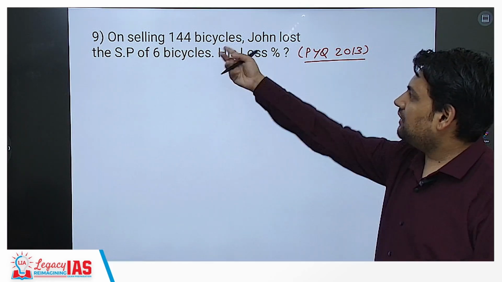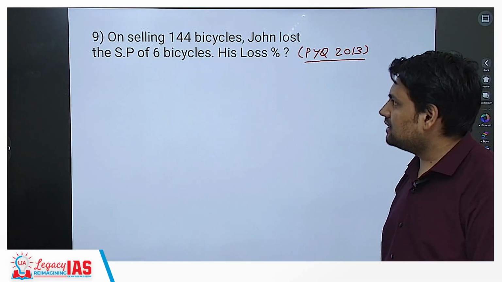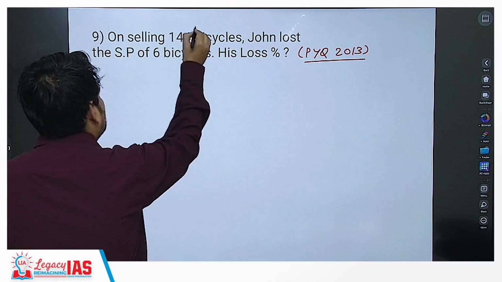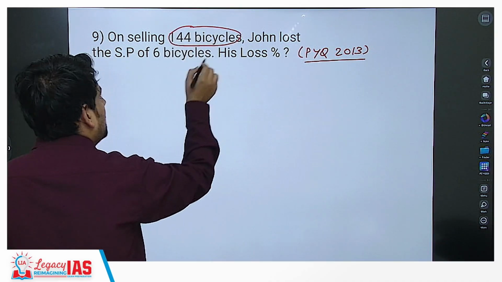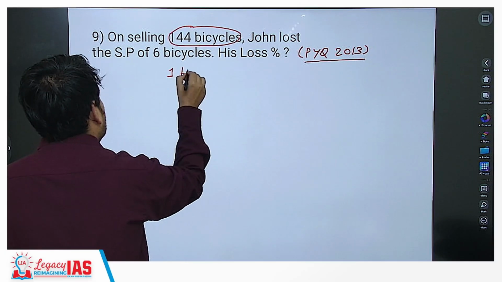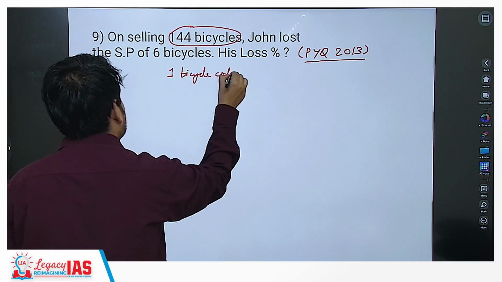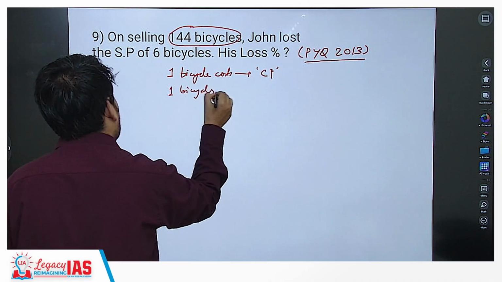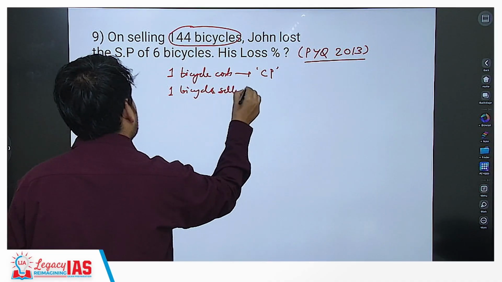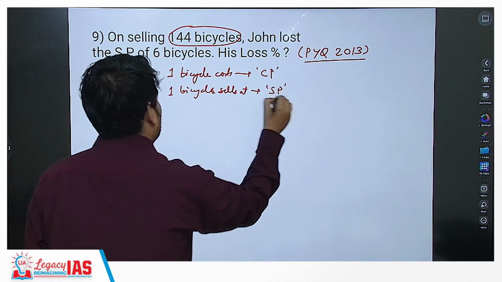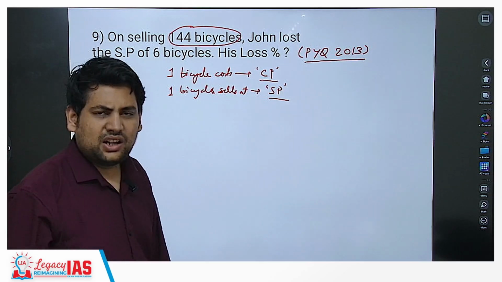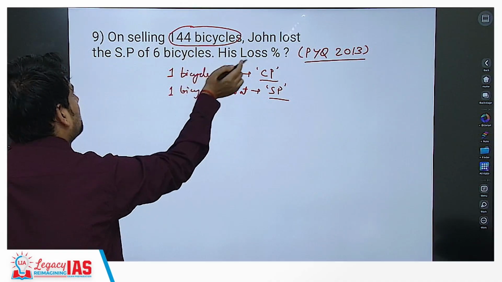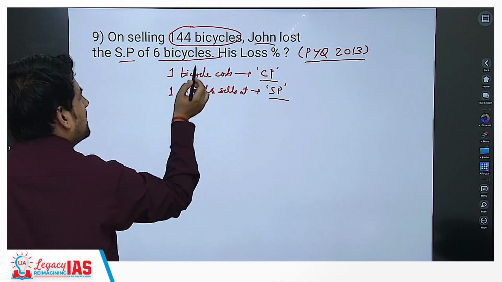What it says: on selling 144 bicycles, John lost the selling price of 6 bicycles. His loss percent. Okay, very simple. The transaction is happening in these 144 bicycles. Now, I assume that one bicycle costs CP, one bicycle sells at SP. Correct? Same as we were assuming before.